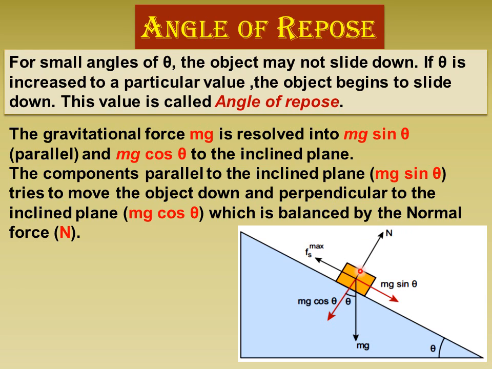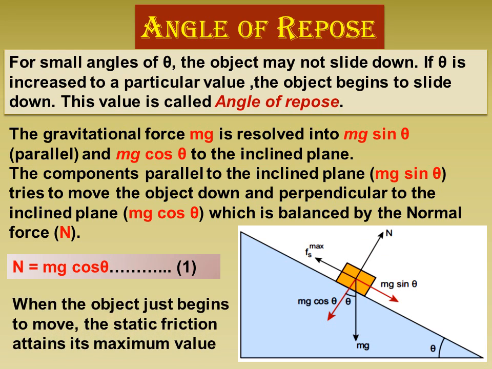Let me explain again. The component parallel to the inclined plane, mg sin theta, tries to move the object down. The component perpendicular to the inclined plane is balanced by the normal force N. So, N is equal to mg cos theta. This mg cos theta equals the normal force.